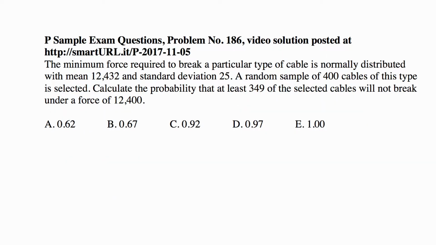Here's the problem for today. The minimum force required to break a particular type of cable is normally distributed with mean 12,432 and standard deviation 25. A random sample of 400 cables of this type is selected. Calculate the probability that at least 349 of the selected cables will not break under a force of 12,400.